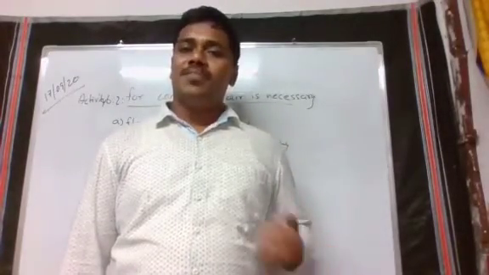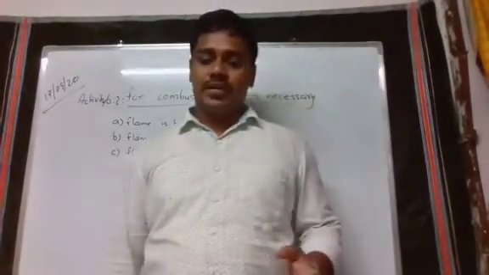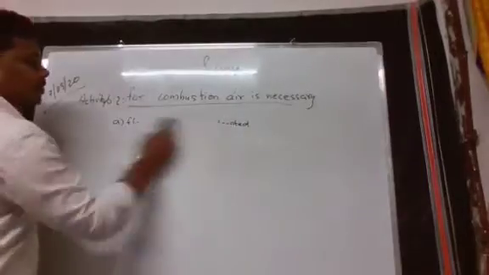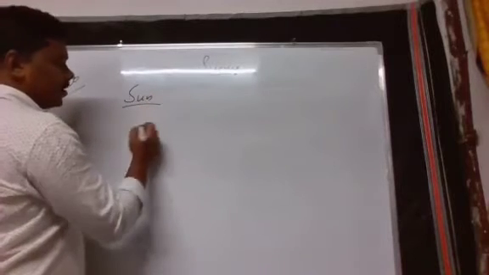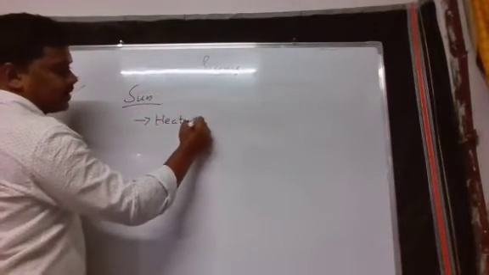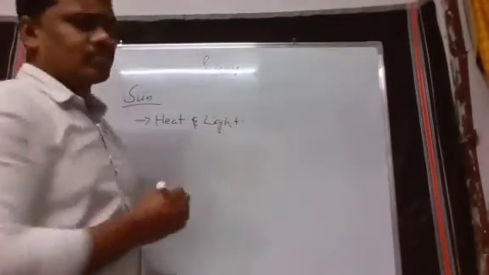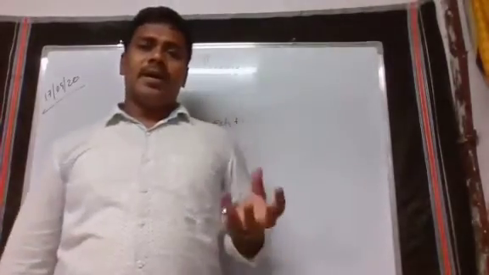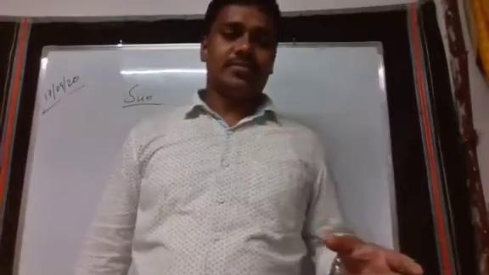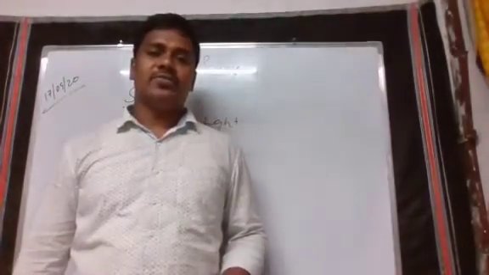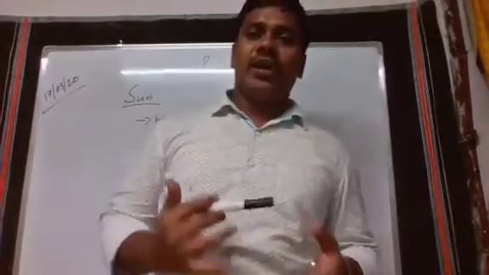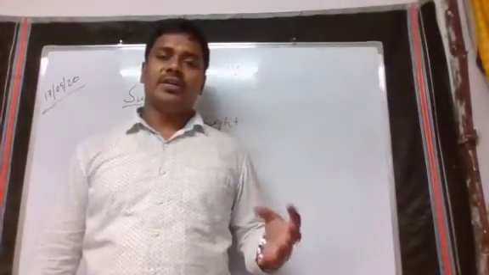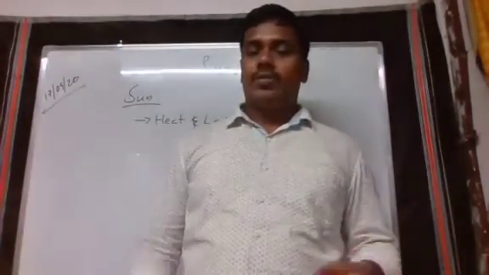So, let's once again. While we are looking at the sun, we will see that it produces a lot of heat and light. And according to our studies, burning which produces heat and light is combustion. So, what is happening in the case of the sun? On the surface of the sun, a lot of nuclear reactions are occurring. Due to that, it is producing heat and light.